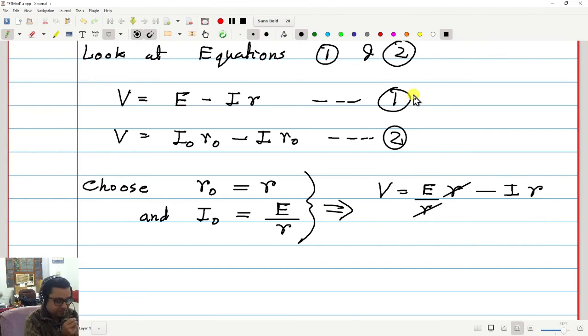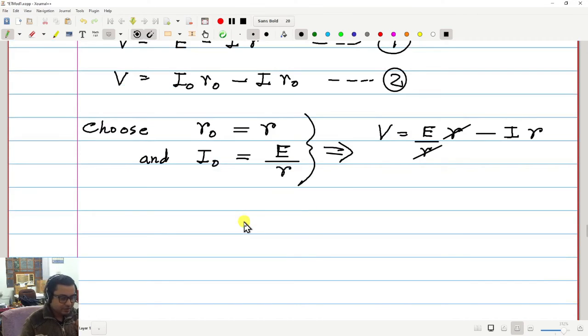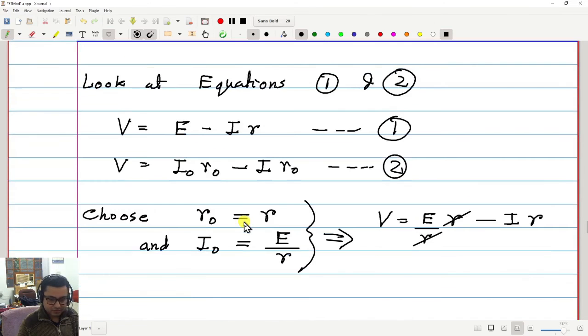What does this mean? It means if I take a current source whose current value is given by E by R and whose internal resistance is given by R, then the VI, voltage current characteristic of that current source, will be exactly similar to the voltage current characteristic of the voltage source. But the direction is very different. No, the direction will also be the same. Minus IR, but here also minus IR.